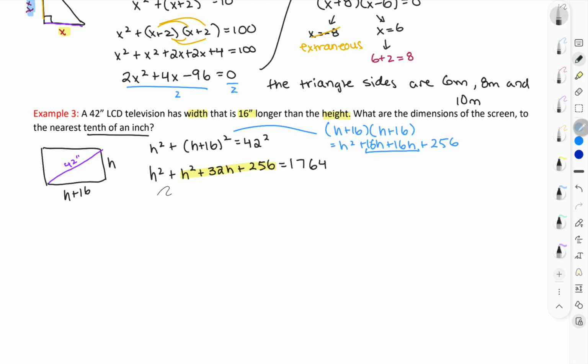I need this thing to equal 0. 2h squared plus 32h minus 1508 is equal to 0. I can cut all this in half. I can divide everything here by 2. I can say h squared plus 16h minus 754 equals 0. But I don't know if this is factorable. I don't know if I want to spend the time thinking about factors of 754. So let's solve this one by quadratic formula.